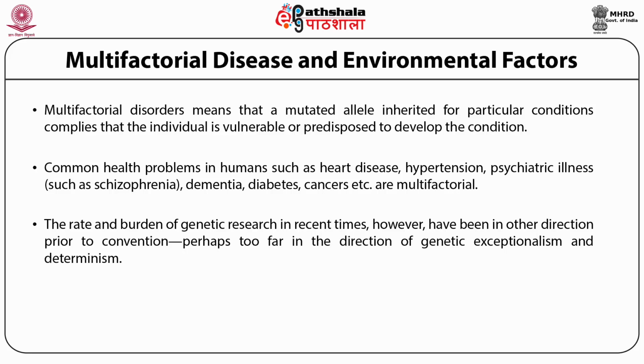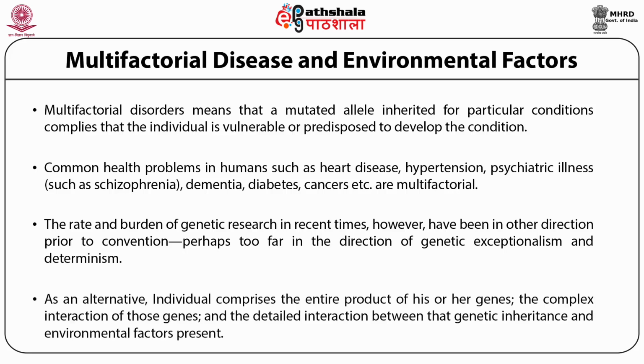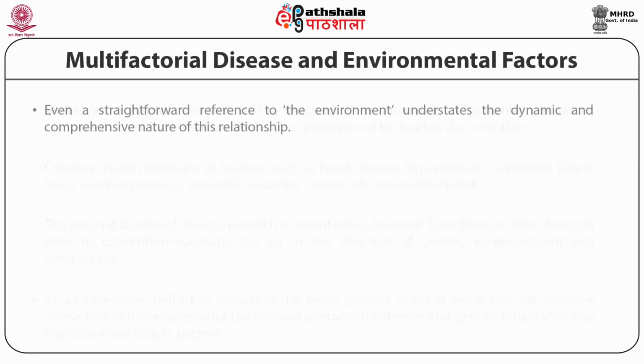In fact, the depiction is far more complex. An individual is not the addition of a column of traits and behaviors resulting from individual genes. Instead, it was proposed that individuals are the total product of genes, the complex interaction of those genes, and the comprehensive interaction between that genetics and environmental factors. Even straightforward situations in the environment show the dynamic and widespread nature of this relationship.